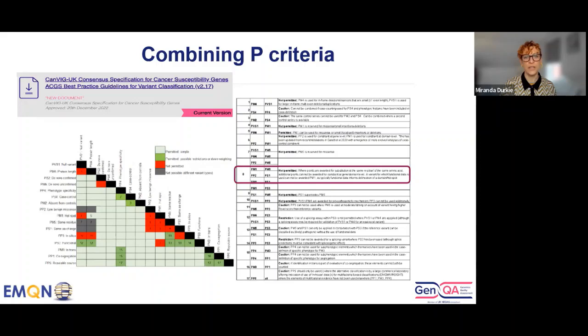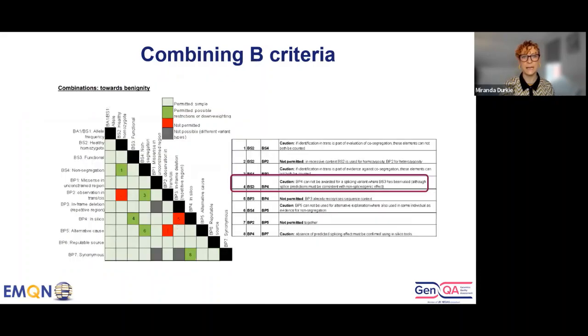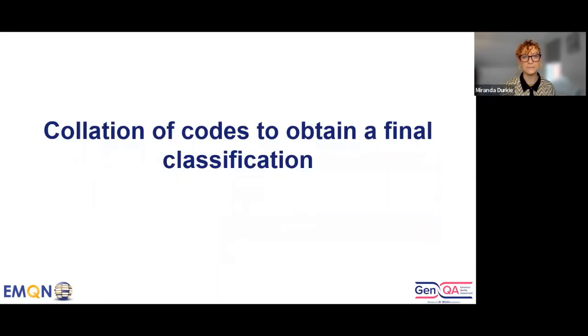Red means it is not permitted to use these codes together, and again, some of them have a number. On the right hand side, I've just highlighted PM1 and PM5, showing that this is not permitted. Next slide, please. And again, we've got exactly the same for combining all the benign criteria, and I have highlighted BS3 and BP4 for splicing. Next slide, please. And I'm now finally going to hand back to Trudi, who's going to talk about collation of codes.